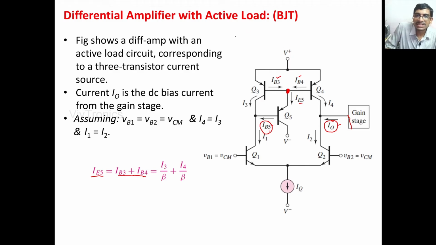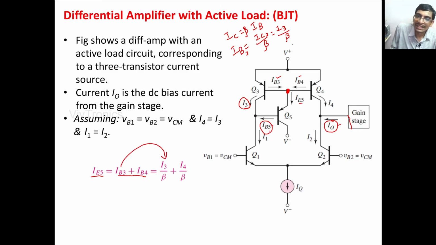We know one relationship in transistors, which is IC is equal to beta times the IB current. From this relation we can write IB is equal to IC divided by beta. In order to get the IB3 current, I can use the IC by beta equation. Therefore IB3 is equal to IC3 divided by beta. Instead of IC3, here we have the I3 current. Therefore, IB3 can be written as I3 divided by beta.